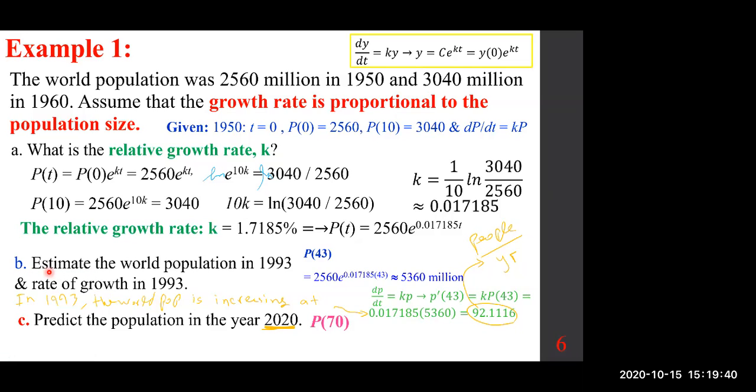Now you put it into this equation. Take a look at this equation that we got. Replace the T with the number 70, and that's what we have. This is a rough estimate. All right, we're going to move on.